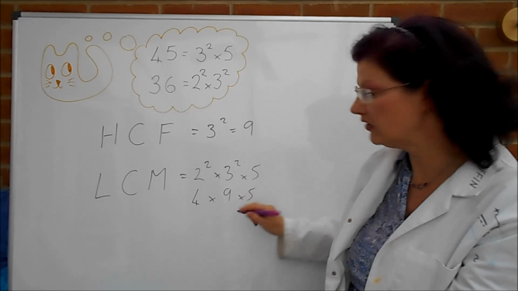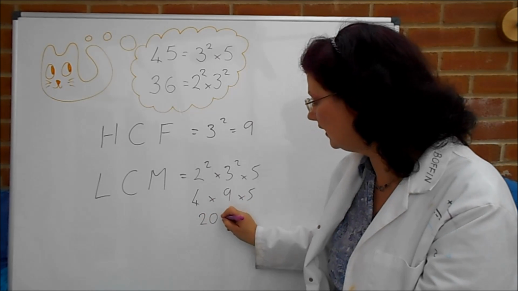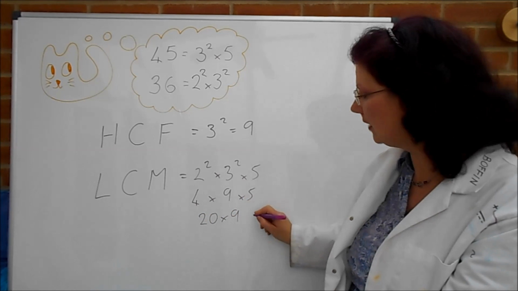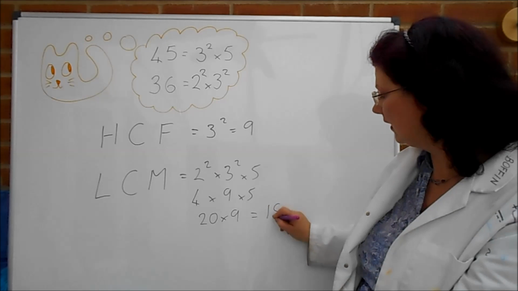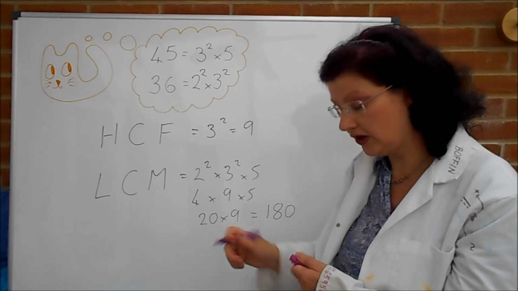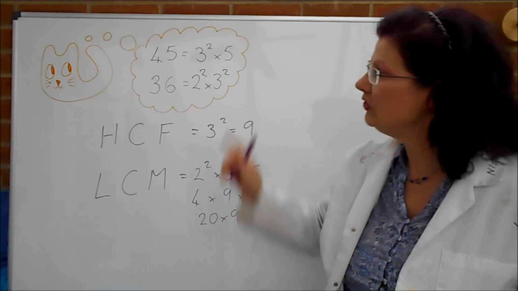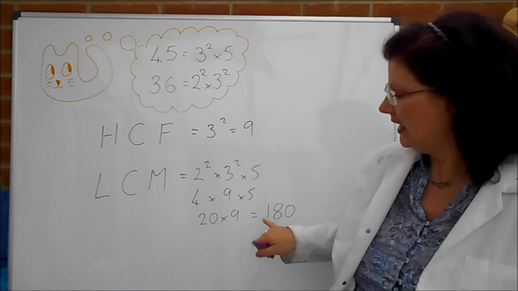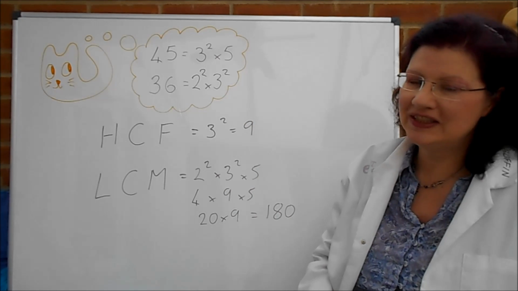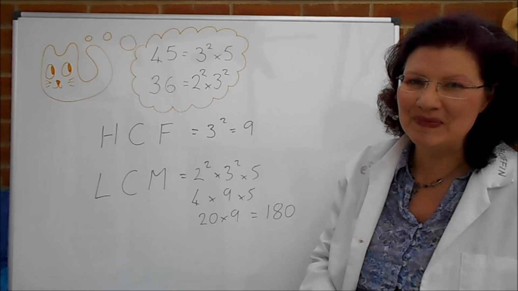And that all comes to, that's 4 times 9 times 5. 4 times 5, that's 20, so it's 20 times 9. 2 times 9 is 18, and an extra naught on the end. So 180. 180 is in the 45 times table, and 180 is also in the 36 times table, and it's the smallest one that's in both.